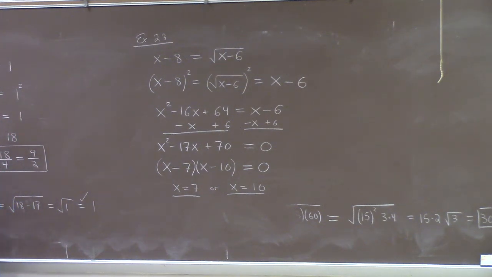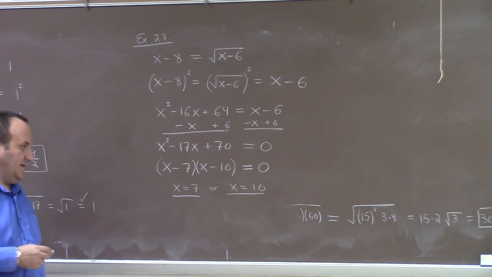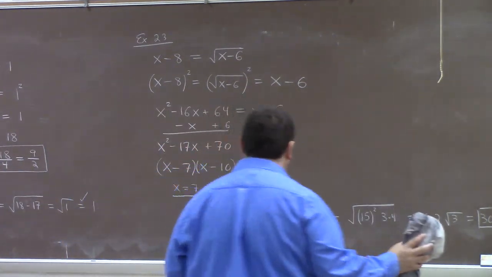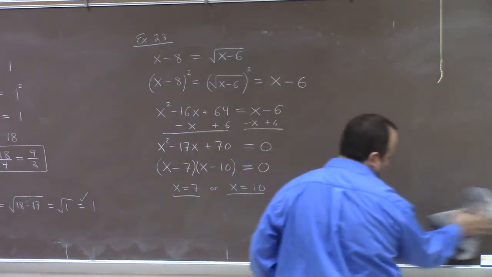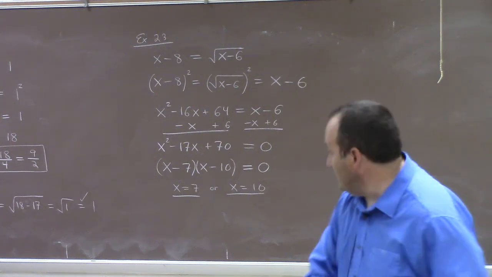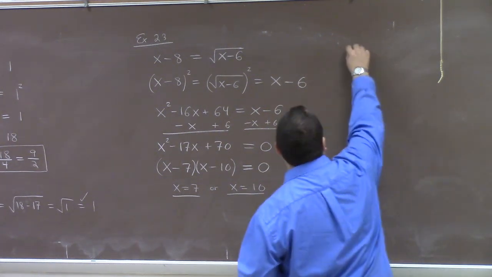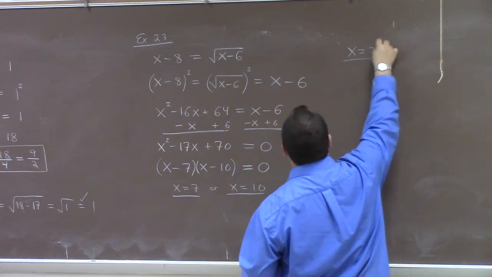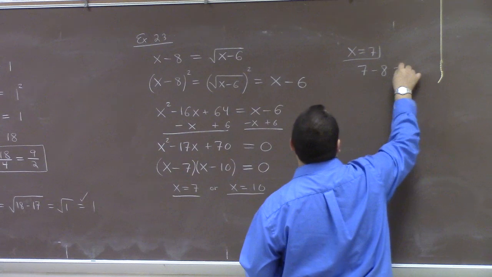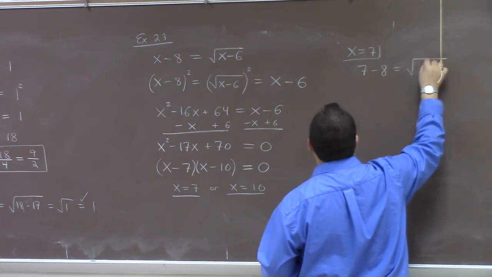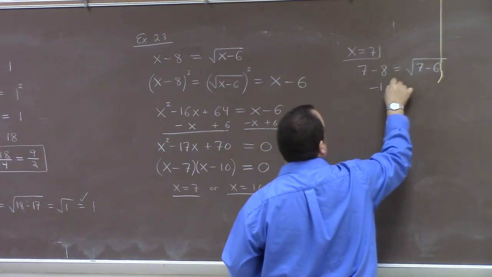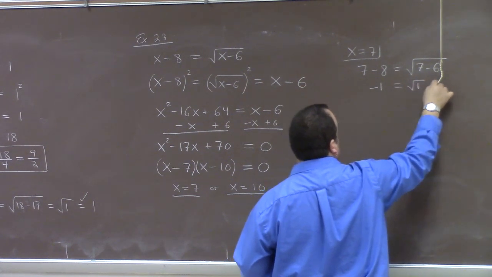Now at this point we have to check and see if those are actually legit solutions or not. 7 works. Well, let's see why that is. So x equals 7. So we have 7 minus 8 equals the square root of 7 minus 6. So this is minus 1 equals the square root of 1, which is 1.